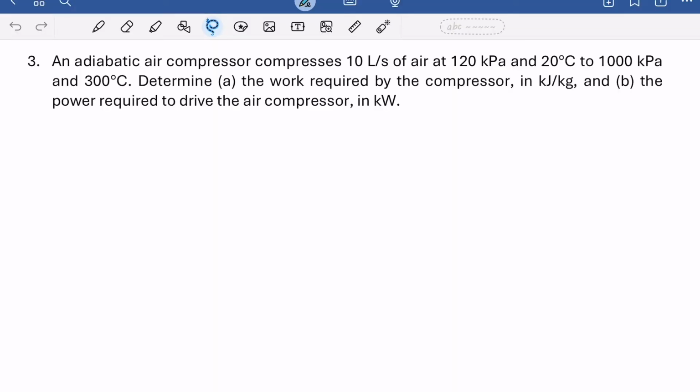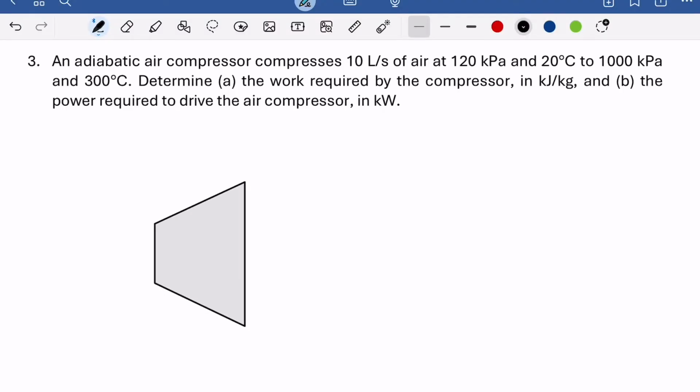An adiabatic compressor compresses 10 liters per second of air at 120 kilopascal and 20 degrees Celsius to 1000 kilopascal and 300 degrees Celsius. Okay, let's start with sketching our compressor. Compressor always requires a power input to increase the pressure of a flowing fluid.